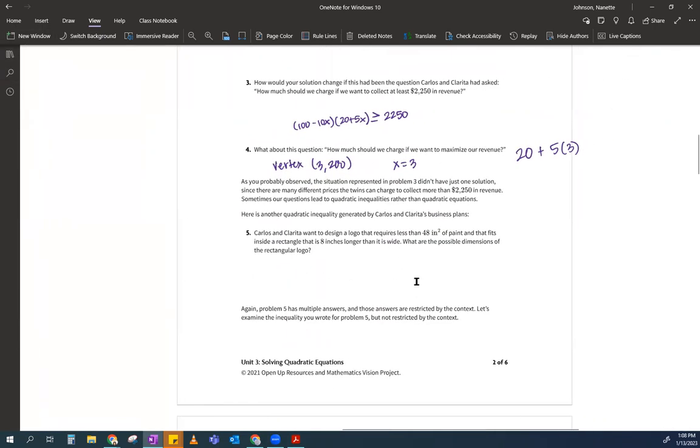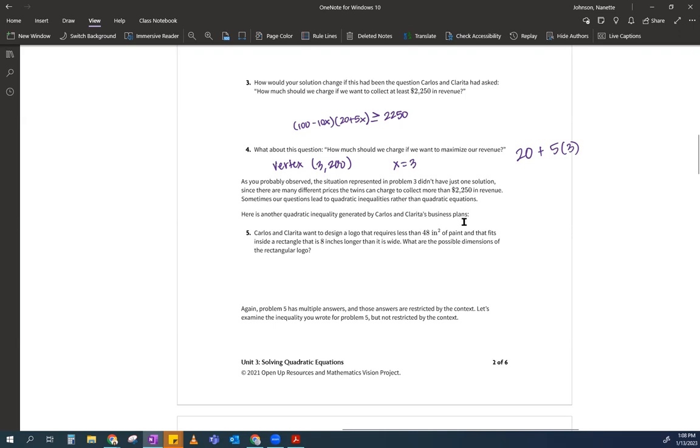I'm going to work off this sheet. You have the same exact thing in front of you in Desmos, but I like working off of here. It says, as you probably observed, the situation represented in problem 3 didn't just have one solution, since there are many different prices the twins can charge to collect more than $2,250 in revenue. Sometimes our questions lead to quadratic inequalities rather than quadratic equations.